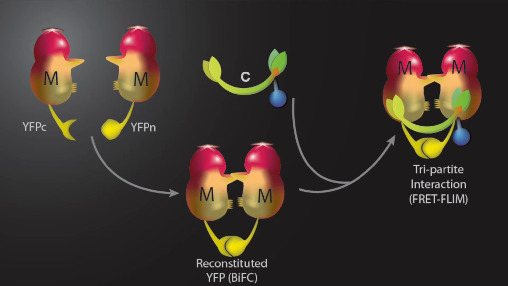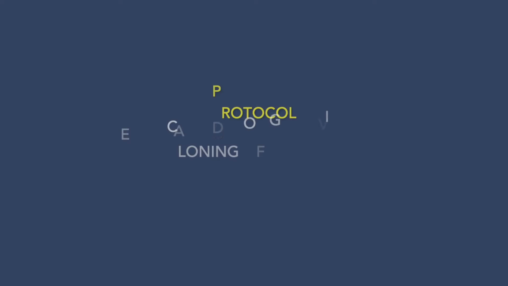In this technique, two proteins are tagged with split YFP proteins. Their interaction results in the reconstitution of functional YFP that acts as a FRET acceptor to the third interacting partner, which is tagged with CFP acting as a FRET donor.